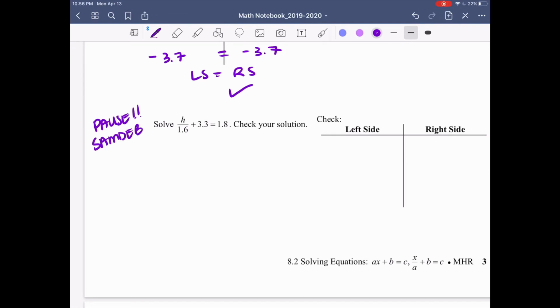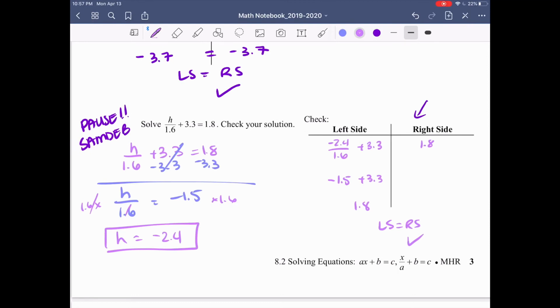Find what h is equal to and then plug it into the table to check your answer. So you should have gotten that h is equal to negative 2.4, and if you plugged it in, the left side should have equaled the right side. If you didn't get this answer, please pause the video and look through my work and see where you went wrong.